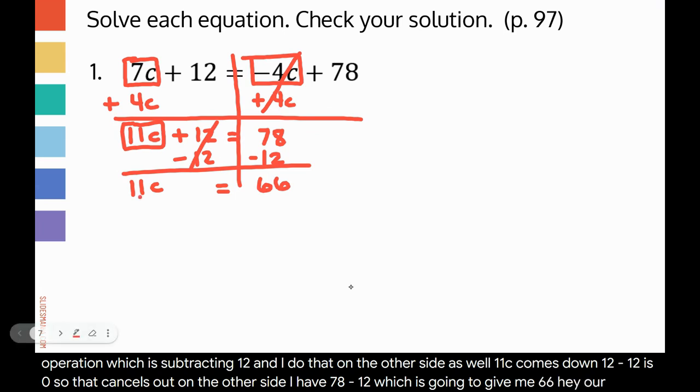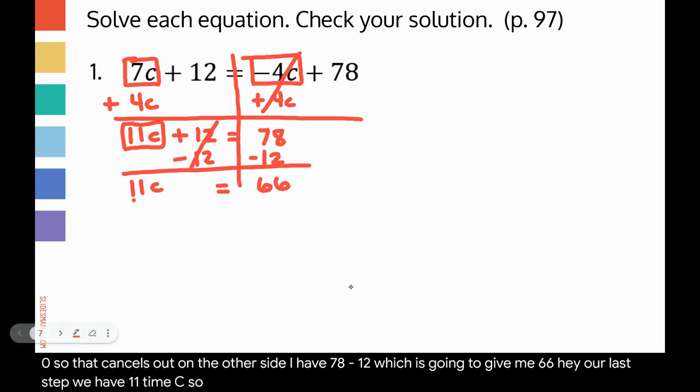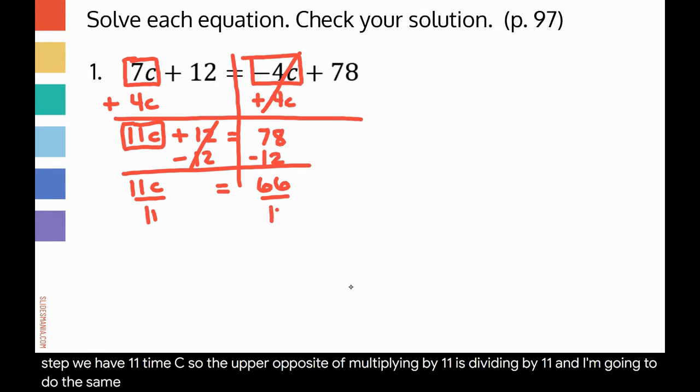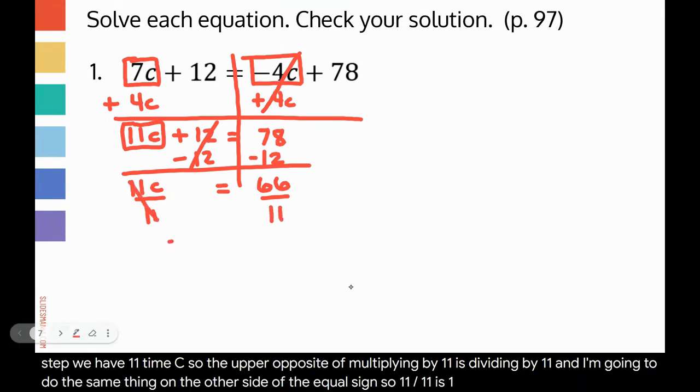Okay, our last step, we have 11 times c, so the opposite of multiplying by 11 is dividing by 11. And I'm going to do the same thing on the other side of the equal sign. So 11 divided by 11 is 1. We're left with c. 66 divided by 11 is 6.